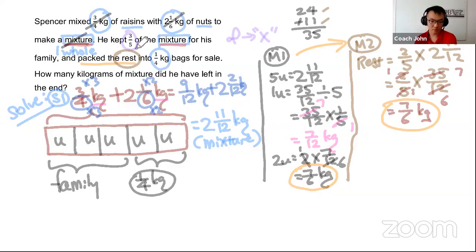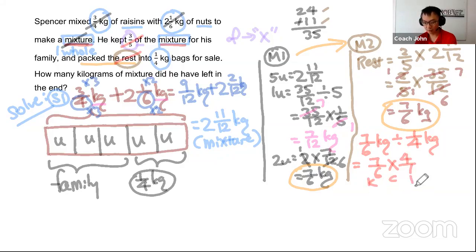Okay, so now I have used this already. Yeah, and have used this already. I gotta split them out into 1/4 kg, right? So 7 over 6 kg divided by 1/4 kg. Okay, let me make it even clearer for you. So it's like splitting out. So we have like that. Okay, so this is where you learn KCF, keep, change, flip.